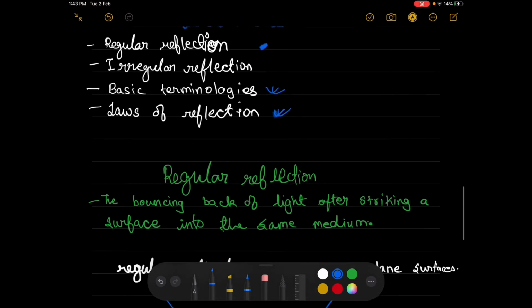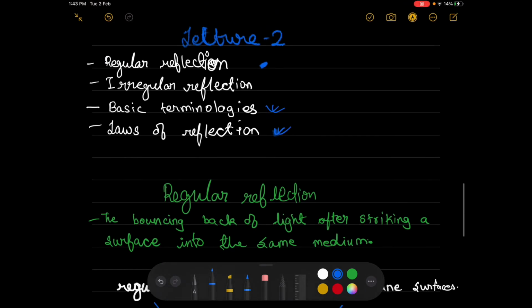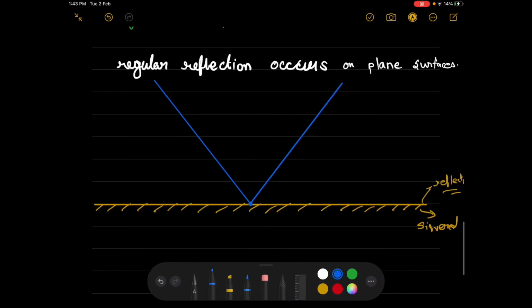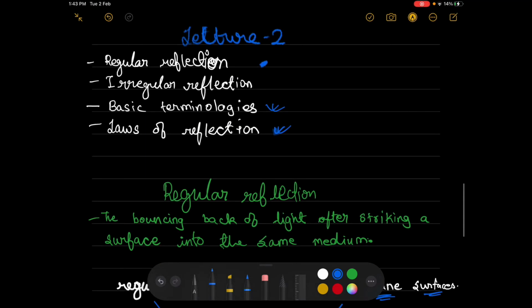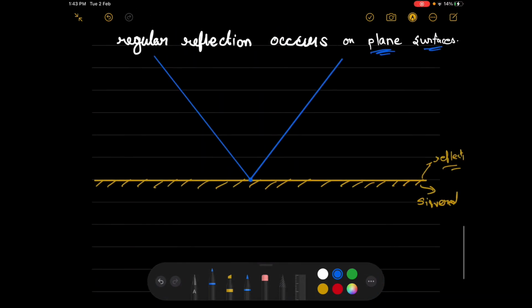Once we come to basic terminologies, we will be studying about this in detail again. For now, for a few seconds, you have to take it as plane surfaces. More things are there which I will tell you when we come later to basic terminologies and laws of reflection.